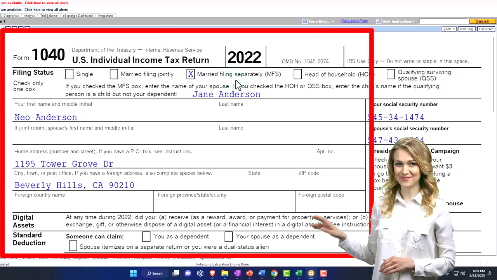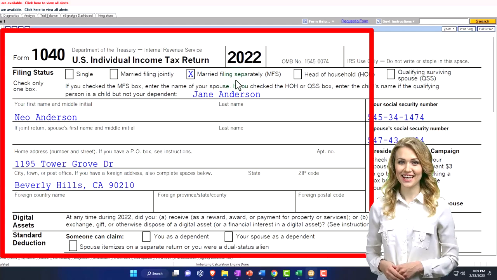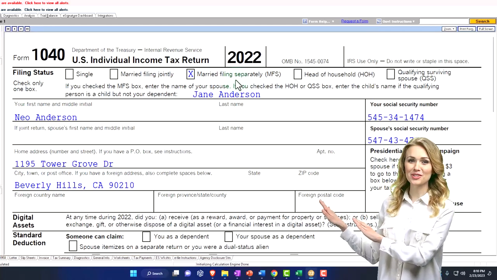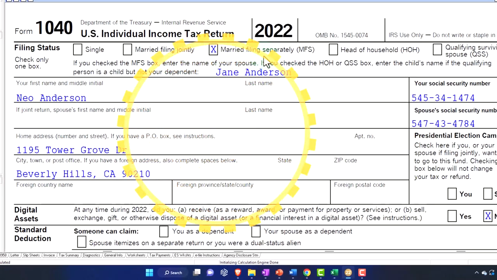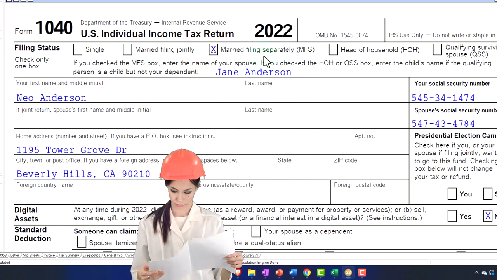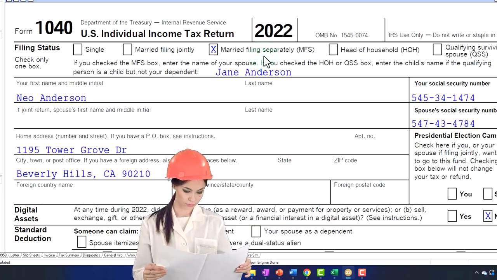Also be careful that the way you treat married filing separately could differ depending on state law, whether you're in a community property state or not. So it could be a little confusing in terms of how to file married filing separate.